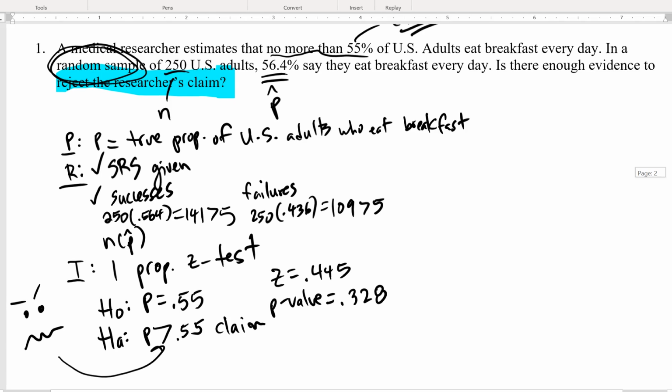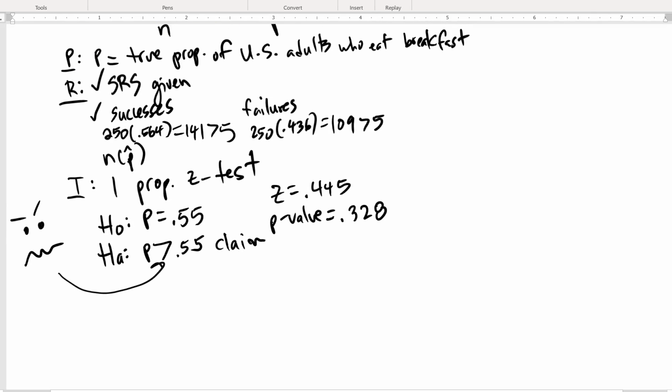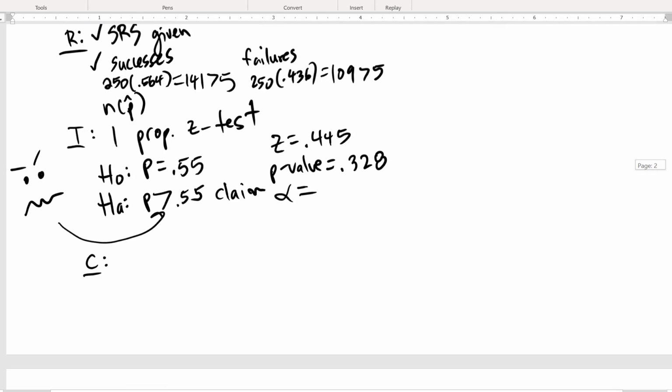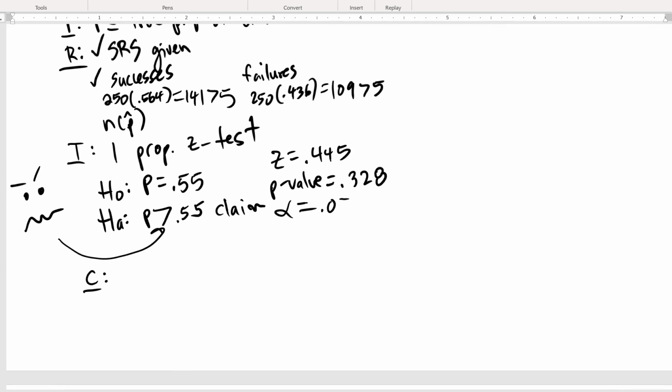And then how do I write this conclusion? I've given you two phrases. Oh, I need an alpha, right? Did they give me an alpha? Did they say at this significance level? No? So if they don't give me an alpha, we use 5%. So what is our conclusion? Since the p-value is compared to what? Well, it's greater than alpha, isn't it? So I don't have to make all this up.